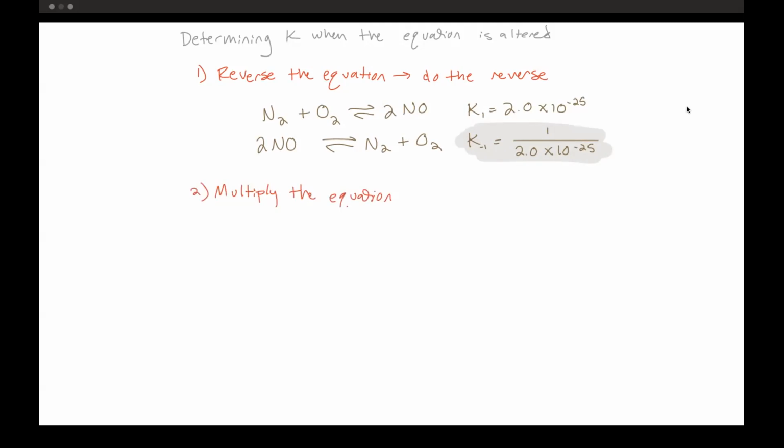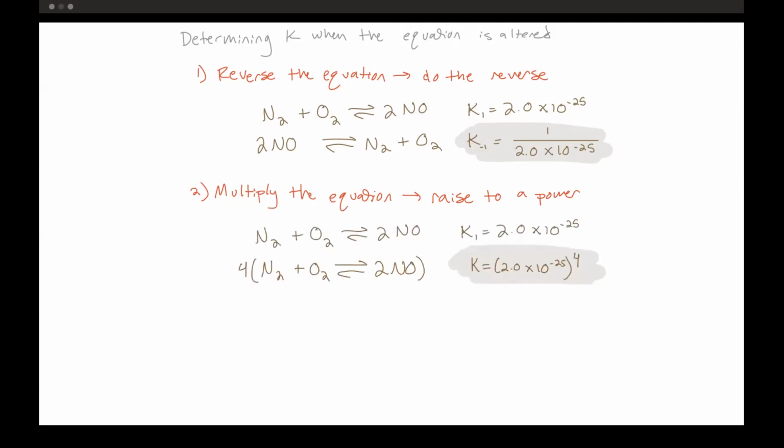The second thing we could come across is multiplying the equation. When we multiply the original equation, we're going to raise our K value to that power. So let's see what that looks like. We have the same thing as last time. But now let's say we're interested in figuring out how the equilibrium constant would change when we multiply the equation by 4. So let's say now we have 4 N2 molecules, 4 O2 molecules, and 8 NO molecules.